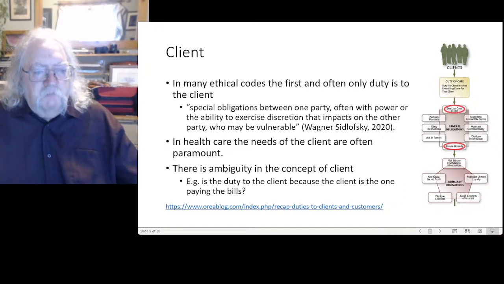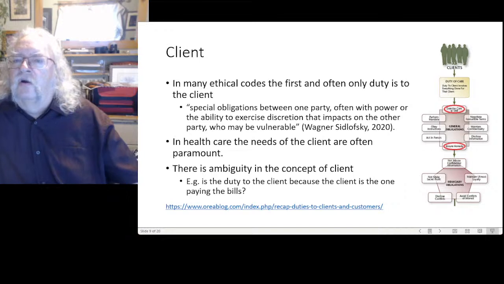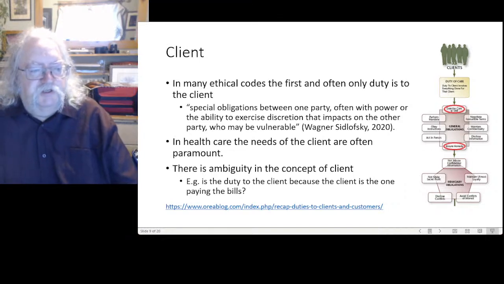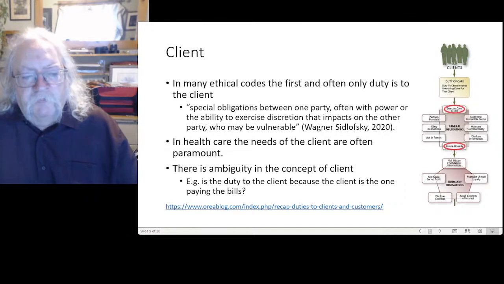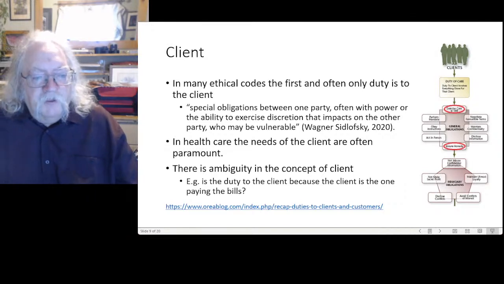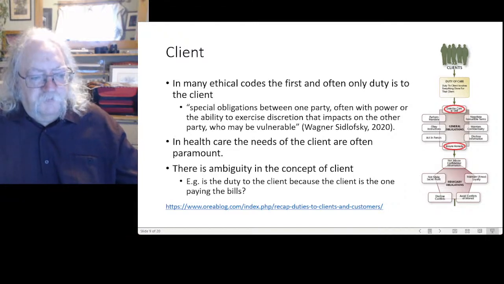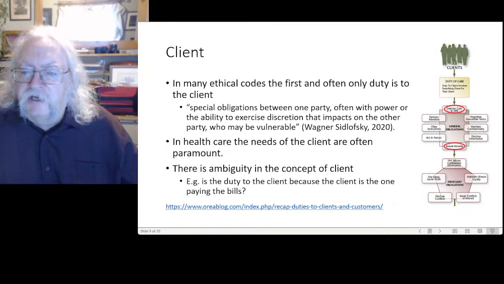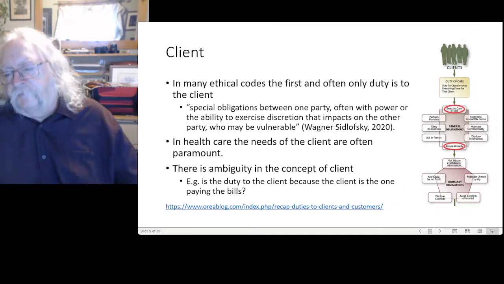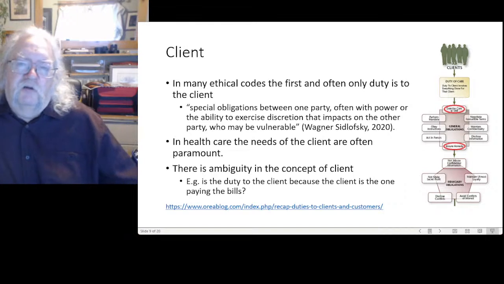In the case where there are multiple duties owed, the client may be assigned priority with other entities receiving secondary consideration. For example, when research and clinical needs conflict, then the instruction is to prioritize the welfare of the client. Now, there is, in many cases, an ambiguity in the concept of client, because the role of client can be divided into different parts.